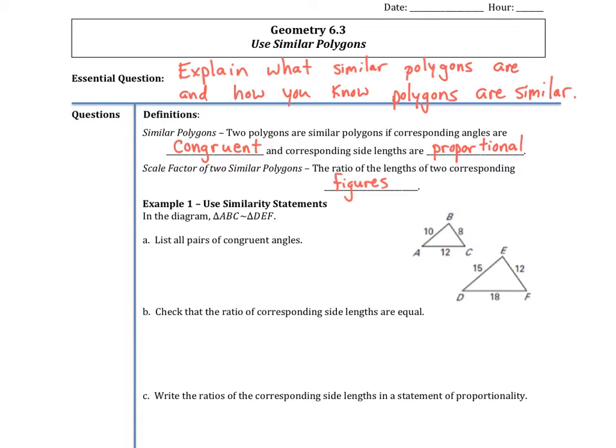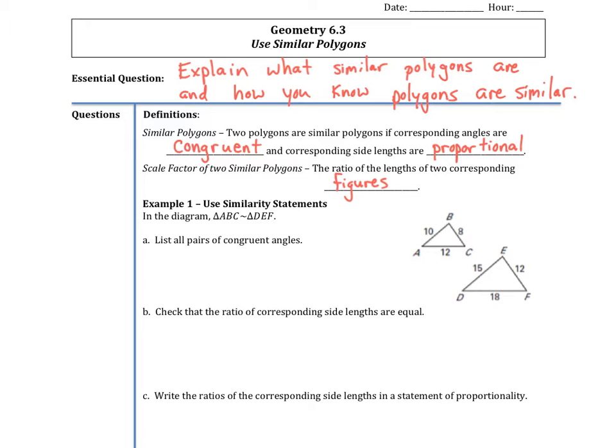In section 6.3, we start talking about similar polygons, and all of the ratio and proportion stuff we've done so far is going to come up a lot in this section. So explain what similar polygons are and how you know polygons are similar. Similar polygons are two polygons that have corresponding angles that are congruent and corresponding side lengths that are proportional. The scale factor of two similar polygons is the ratio of the lengths of two corresponding figures. So the scale factor is the ratio of the lengths of the sides of those figures.